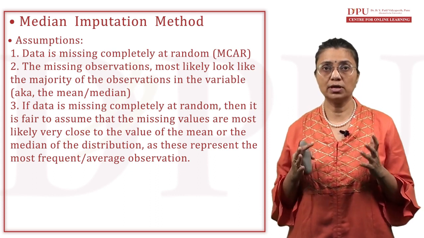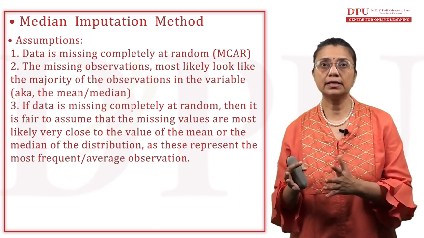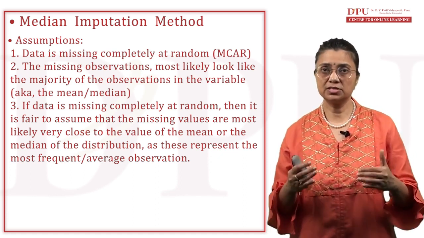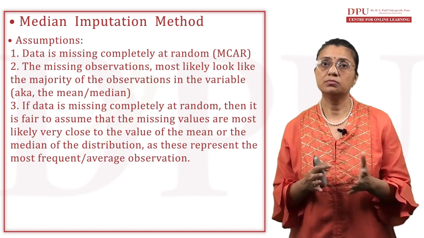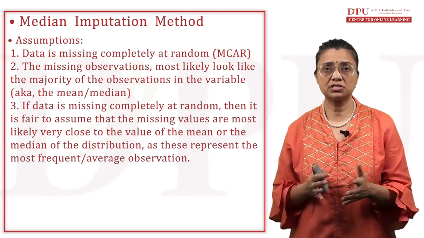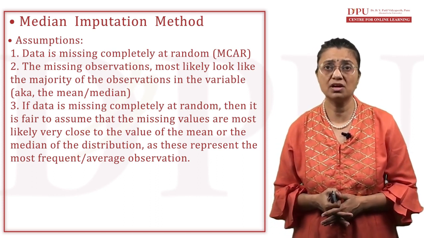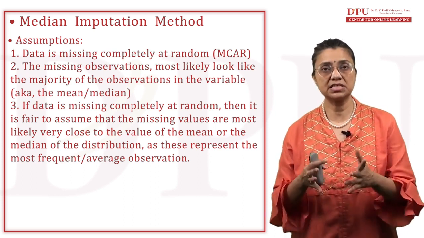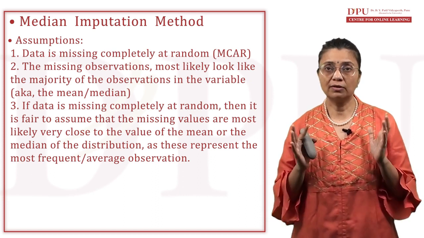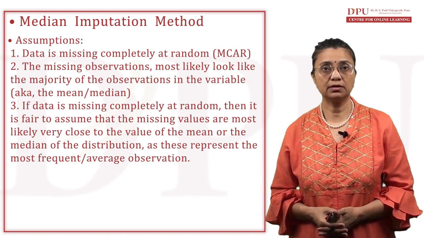Second thing that we have to assume is that the missing observations most likely look like the majority observations in the variables. So we assume that the rest of the data is like, and the missing values are also the same. So like a student scores somewhere around 60 to 70%. So we can always say that the person has an average marks of 60 to 70. So we can definitely give them 65 if he is not able to appear in a particular exam. So if the values are similar, in that case, we can go for a median imputation method.